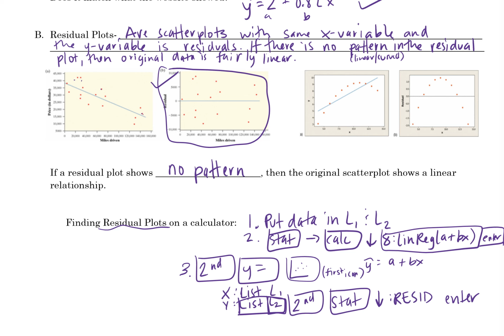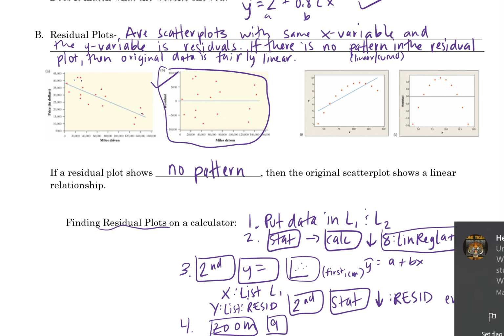And then your new Y list should actually not say L2. It should actually say the word Resid. Once you have all this, so once your X list is L1 and your Y list is Resid, then your last step is to press Zoom, and then press the number 9, or if you're old school, you can scroll down to the number 9. So that is how you are going to make a residual plot on your calculator.